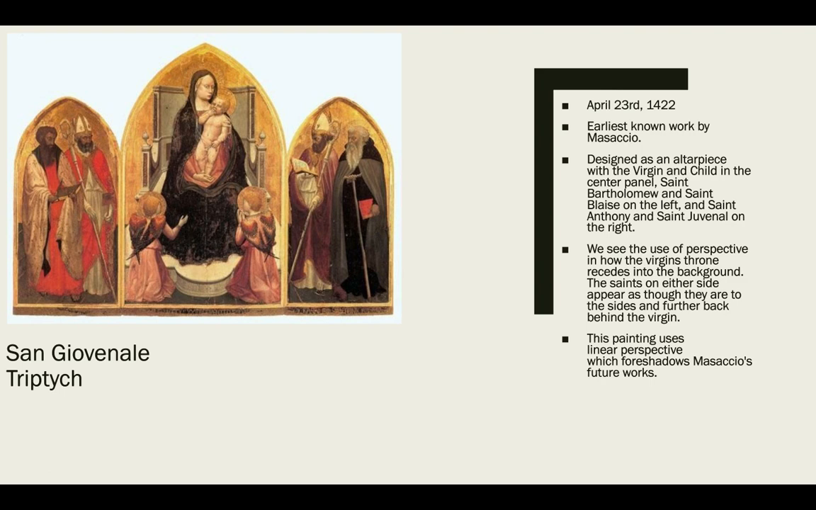We see the use of perspective in how the Virgin's throne recedes into the background. The saints on either side appear as though they are to the sides and further back behind the Virgin. This painting uses linear perspective, which foreshadows Masaccio's future works.